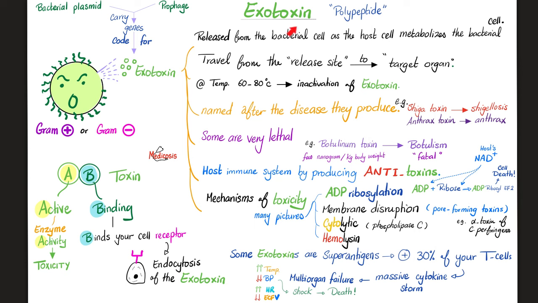One common example of exotoxin is AB toxin. What does A mean? Active. This has enzyme activity. This is the toxic part of the toxin. B is just for binding, to bind to your cell receptor, cause endocytosis of the toxin so that A can start working and causing trouble.